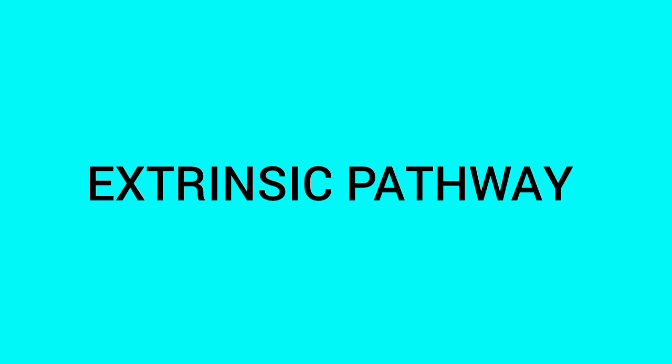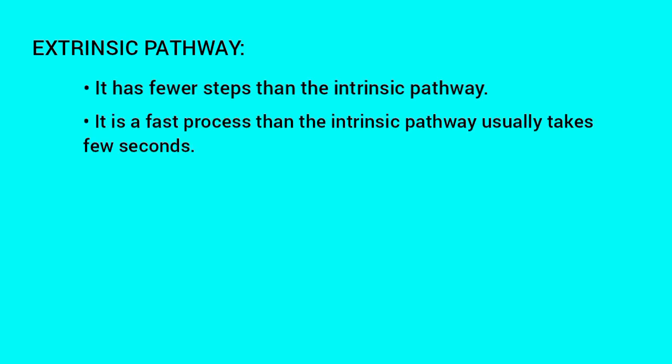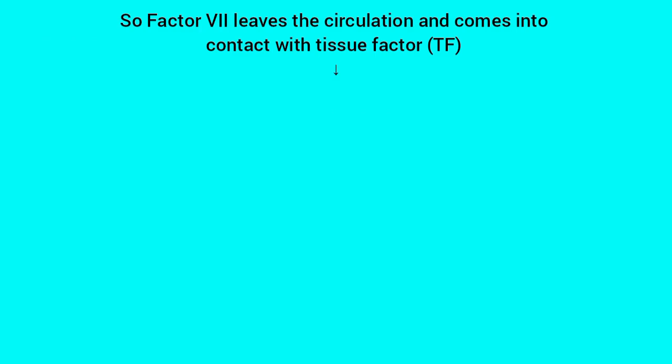Now let us see the extrinsic pathway. The extrinsic pathway has fewer steps than the intrinsic pathway. It is a faster process than the intrinsic pathway, usually taking a few seconds. Let us see the process of the extrinsic pathway. During an injury, endothelial cells which line the blood capillary get damaged. So factor 7 leaves the circulation and comes into contact with tissue factor.